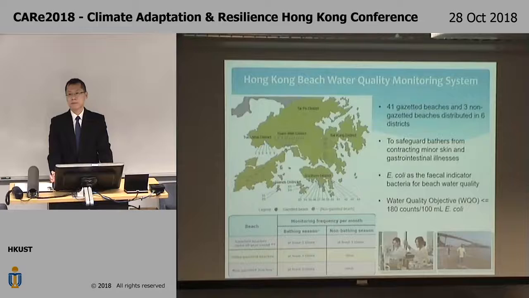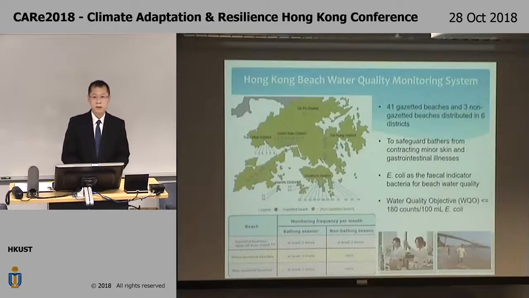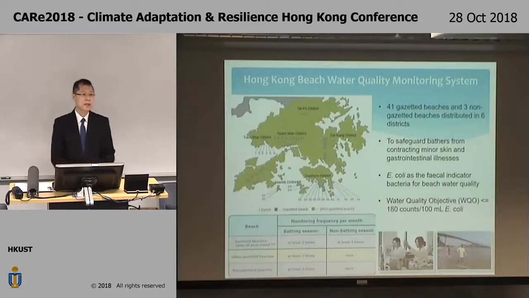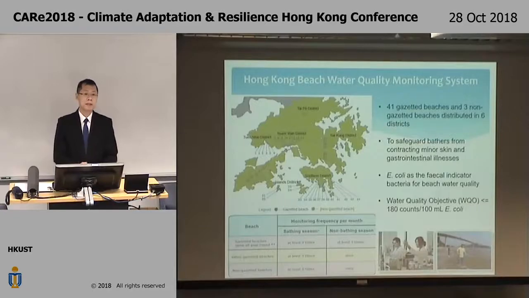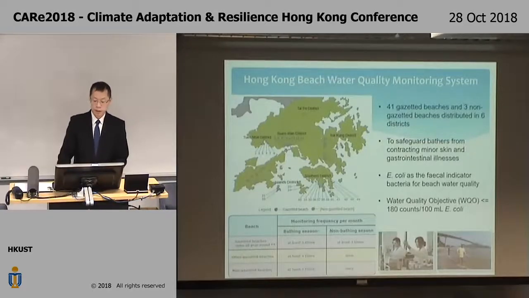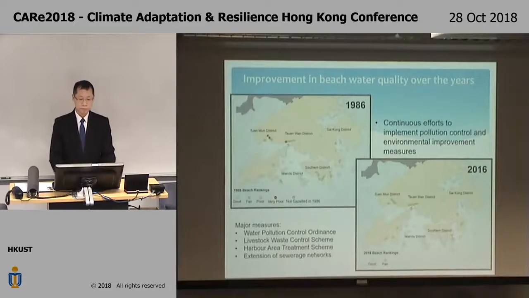Beach waters. Beach water is quite critical to Hong Kong citizens because many people visit there during the hot summers. So we do our very best to monitor it on a weekly basis during the bathing season. Also, we publish our results on the map every Friday to allow everyone to have an idea what's happening.